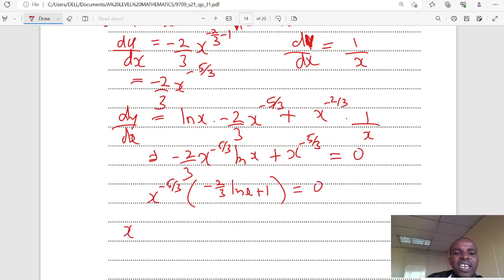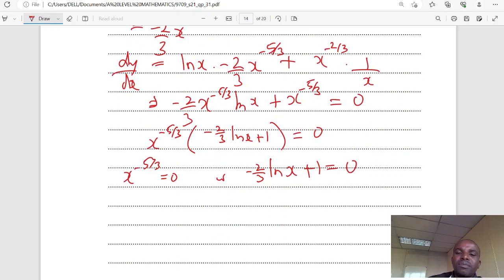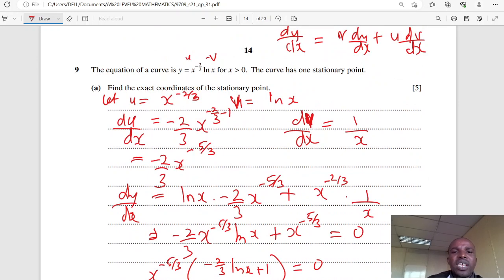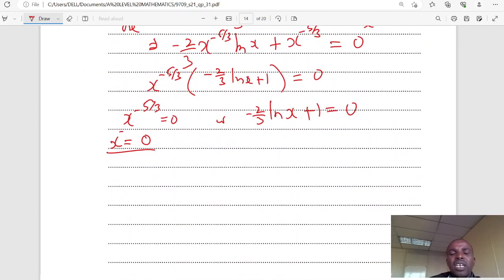Then it's either x to the power minus 5 over 3 is equal to 0, or minus 2 over 3 ln x plus 1 is equal to 0, like this. From the first one, you get the solution x equal to 0. If you try to find y here, it will be ln 0. So it means no solutions for that part, because ln 0 is an error.